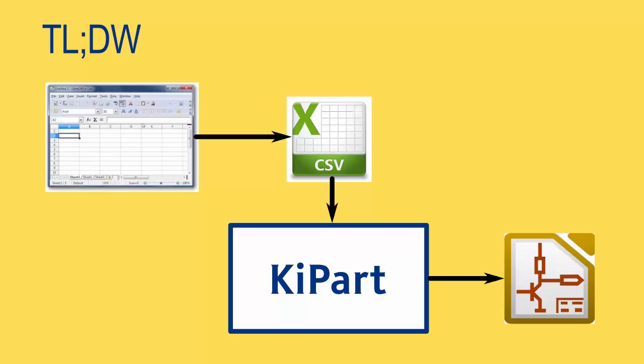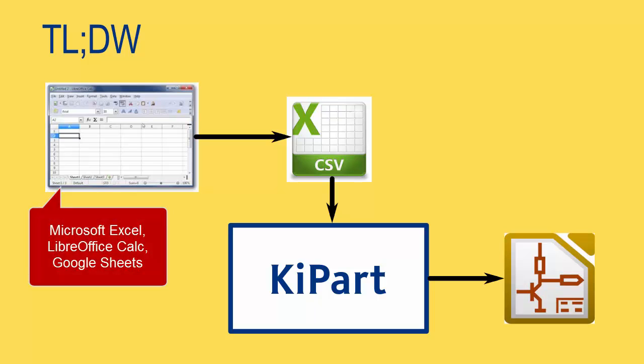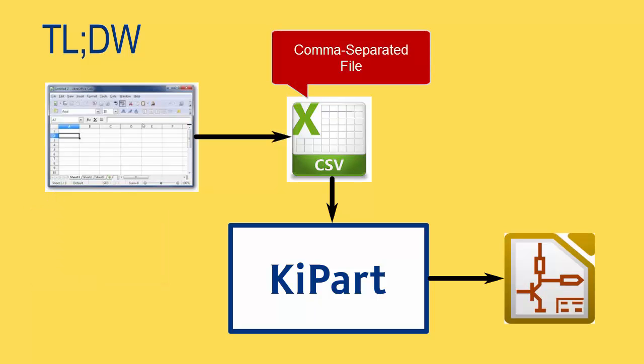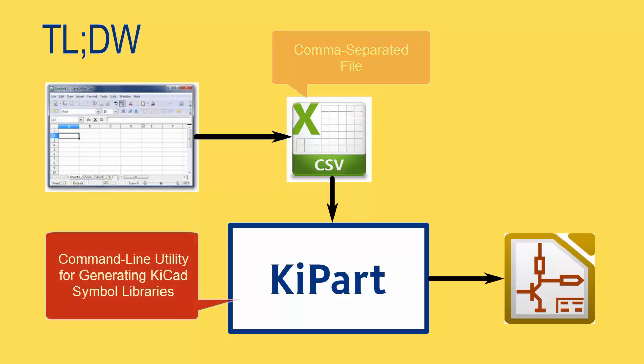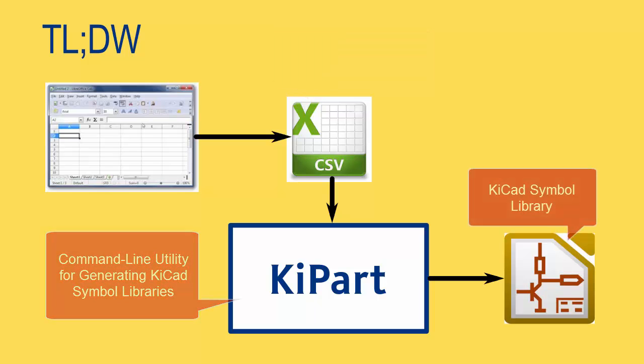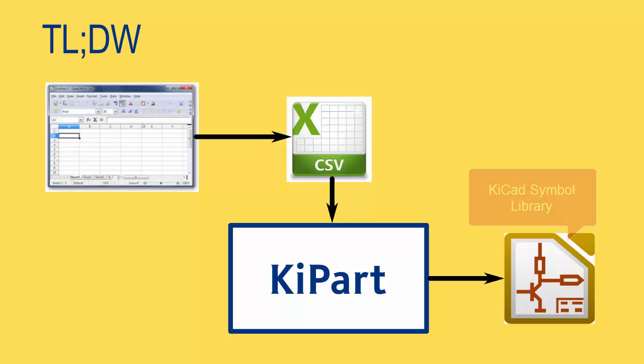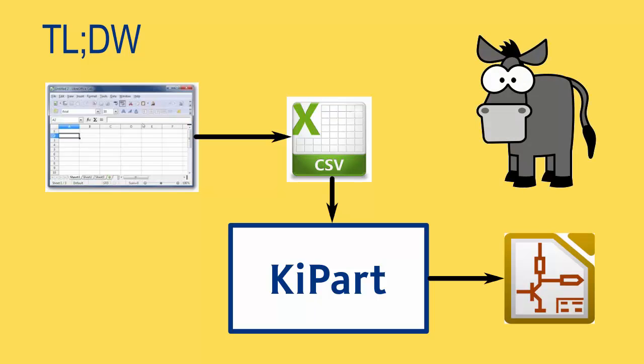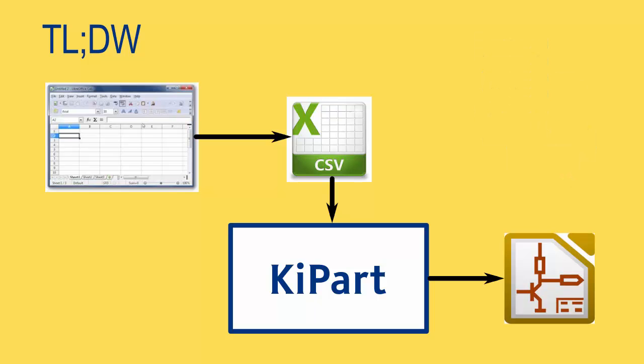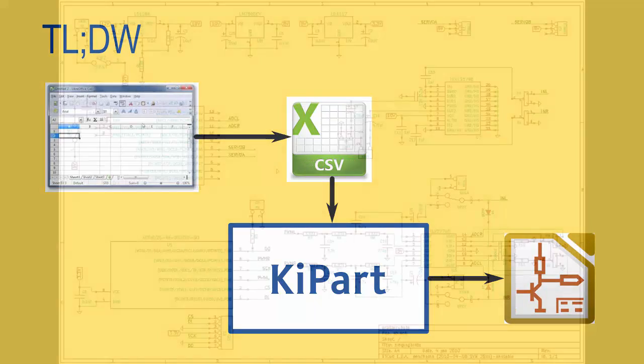Okay, I can't count on you sticking around to see this whole video, so here's the gist. I'll demonstrate how to use spreadsheets to quickly enter part data, which is stored into CSV files that are processed by the KiPart utility to create KiCad symbol libraries. It's much faster, less error prone, and delivers more consistent libraries than using the KiCad symbol editor, which sucks donkeys. At the end of this video, you can see how to get this free open source program. Okay, on with the show.